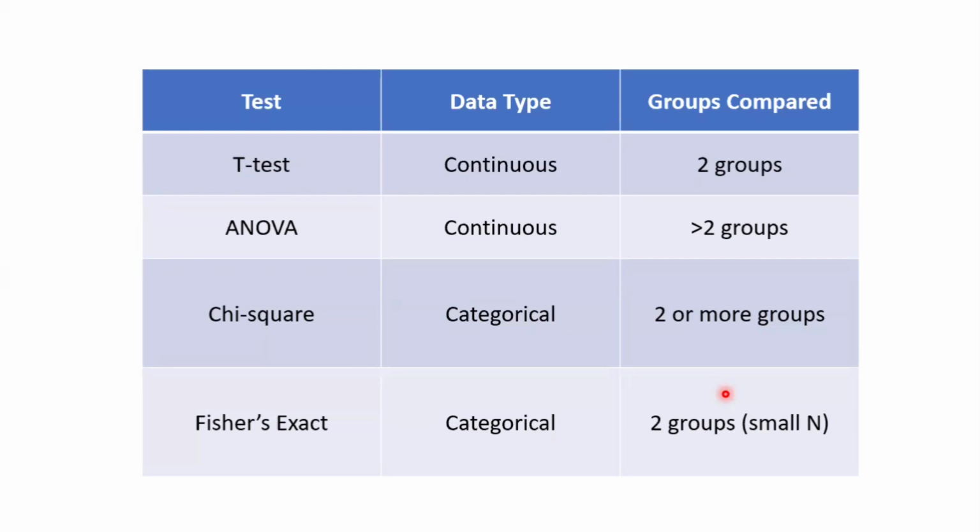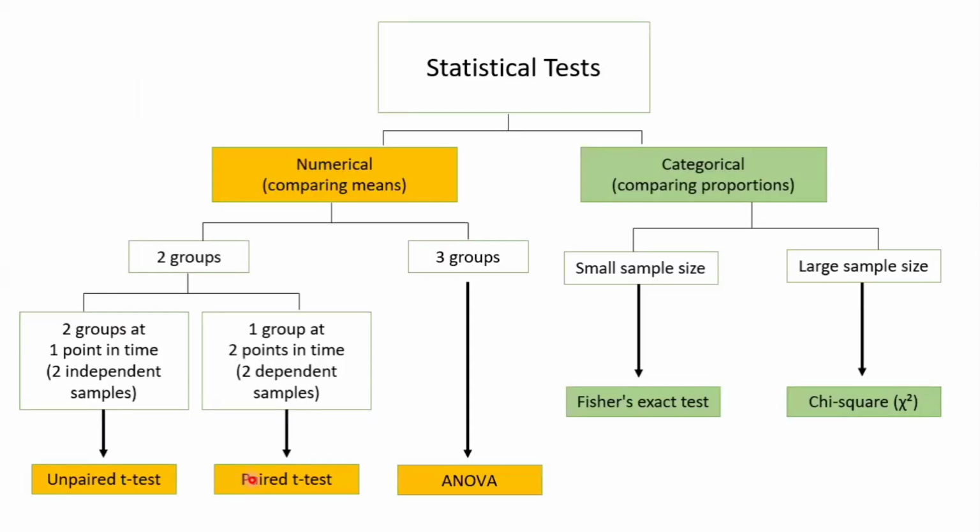Continuous data, two groups, t-test is going to be used. Continuous data, more than two groups, ANOVA is going to be used. Categorical data, two groups, chi-square is going to be used with large population size. And categorical data with small sample size or frequency less than 5, then a Fisher's exact test is going to be used. This flow chart here is your key takeaway from this session. If you do this, you will never get a question wrong on the choice of statistical test.